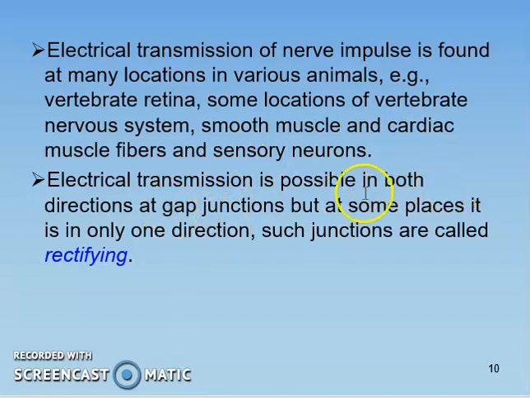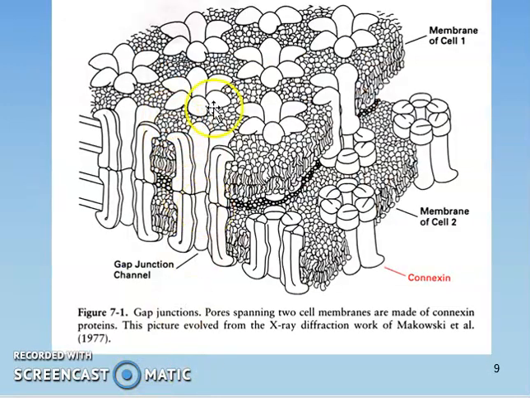Now, something important about electrical transmission is that this is possible in both directions at gap junctions, but at some places it is unidirectional. If it is unidirectional, that is, always from sending neuron towards the receiving neuron, that kind of junction will be called a rectifying junction. But at many places, this is possible in both directions. This is very clear from their structure, because here you can see that there is a path. Now, when this path is open, ions could be transmitted from this part to this cell, and of course, definitely, because the path is open, they could be transmitted from this part to this part. So back. So there could be backflow.